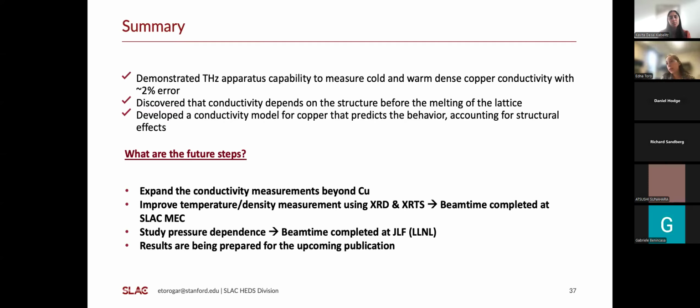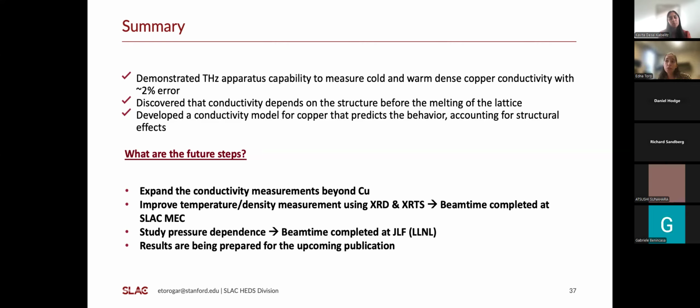Now, I also hope that you have learned that the conductivity of the warm dense matter regime also needs to care about the structure, and not only the atomistic effects, such as the electron and ion temperature and the density. You also need to care about the structure until the melting of the lattice. And finally, I hope that you have seen that we have created a model that is able to predict the behavior for conductivity, both for something that is solid, something that is beginning to melt in the warm dense matter regime, and something that has melted in the warm dense matter regime.